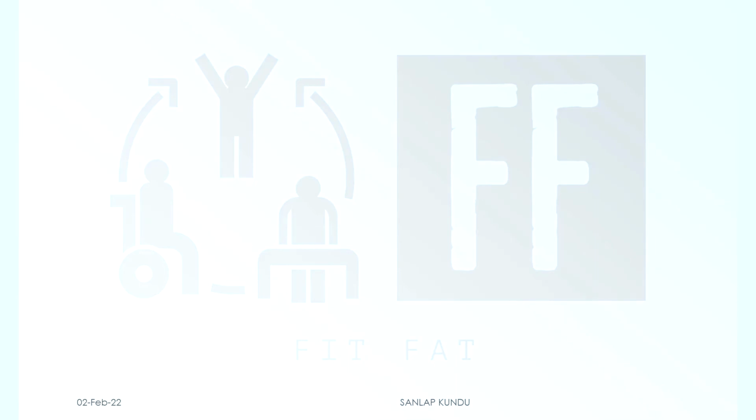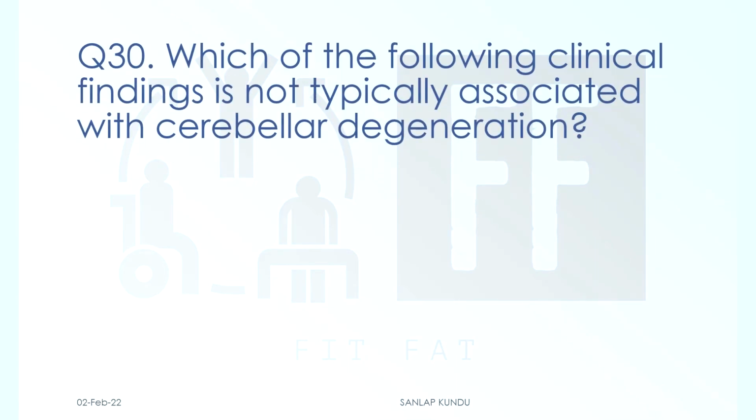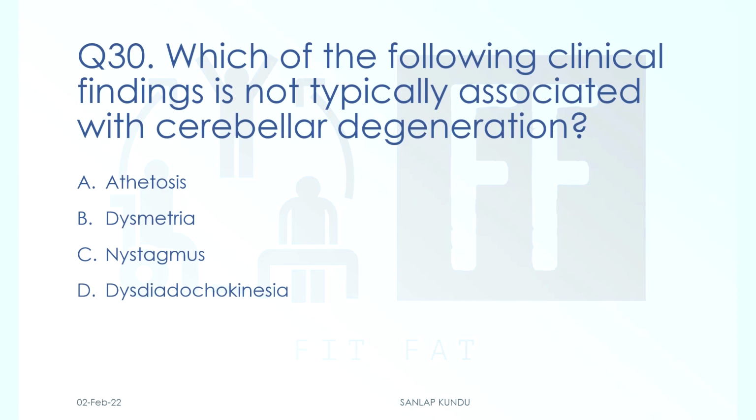Now final question of this segment, that is question number 30. Which of the following clinical findings is not typically associated with cerebellar degeneration? It's a very easy question. Let's see the options. Option A, athetosis; option B, dysmetria; option C, nystagmus; and option D, dysdiadochokinesia. Now let's check out the correct answer.